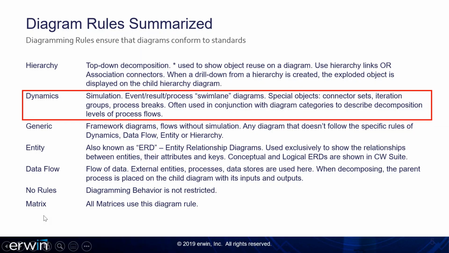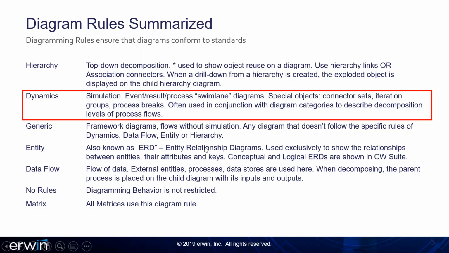There are 7 different diagram rules, excluding no rules, but the main one that we're concerned about is the dynamics diagram rules. In dynamics, the diagram is specifically designed for simulation. It's an event result process swim lane diagram with some special objects such as connector sets, iteration groups, and process breaks. It's often used in conjunction with diagram categories to describe decomposition levels of process flows.